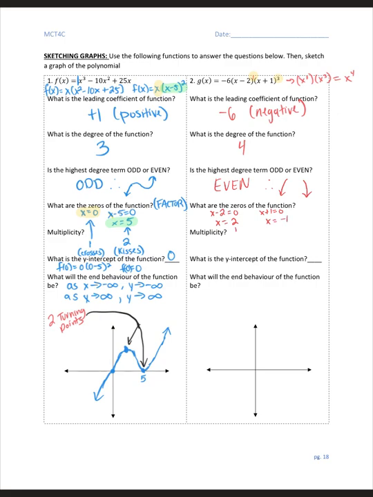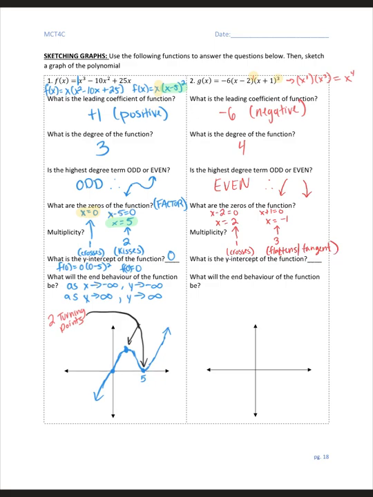Now, in terms of the multiplicity on those, if we look at our 2, we already talked about it, it has a multiplicity of 1, so it crosses the x-axis at that 0. Our 0, our x-intercept of negative 1, has a multiplicity of 3, so it's going to flatten out. It flattens or is tangent to the x-axis, and we'll look at what that looks like at that point.